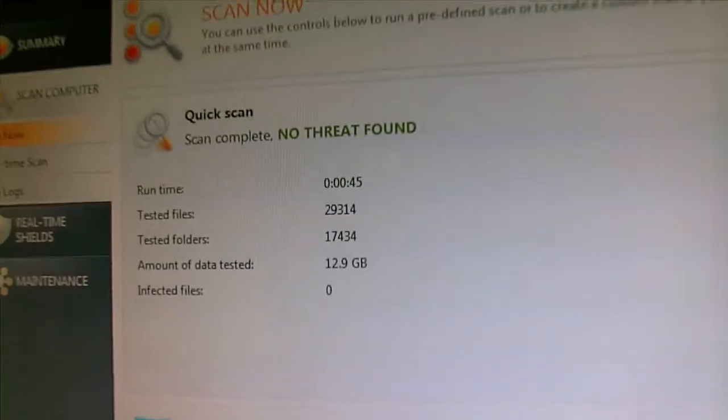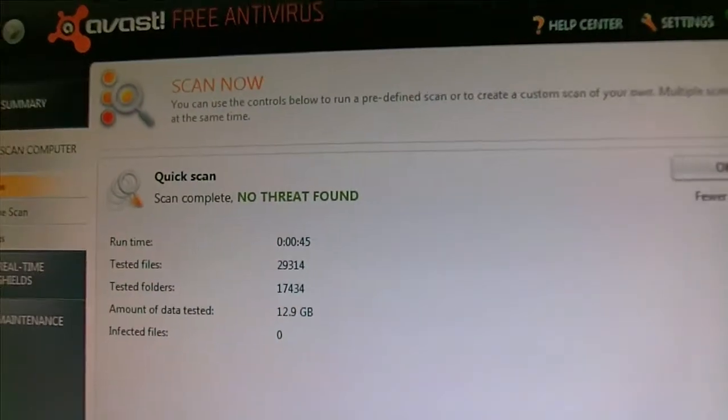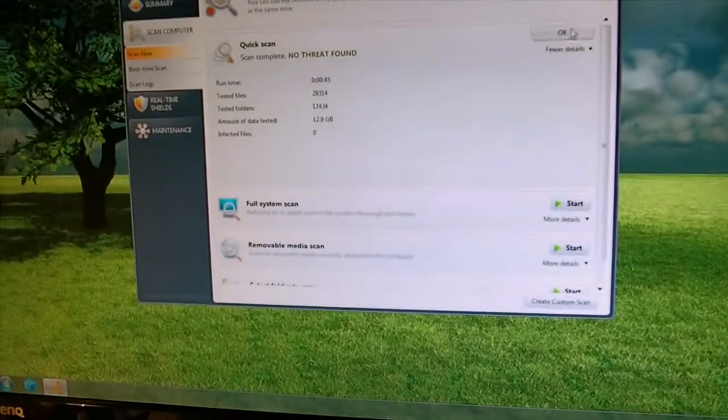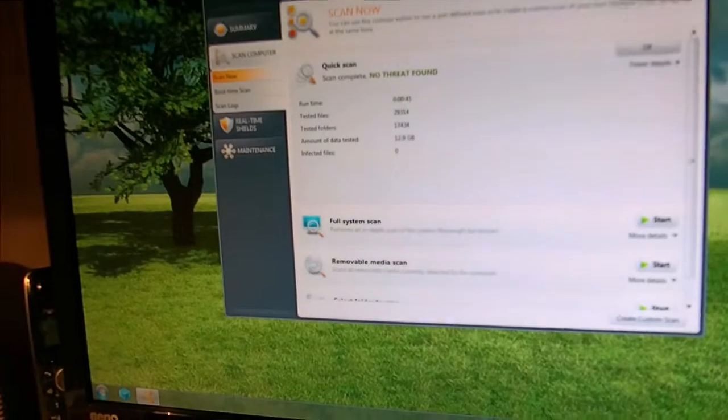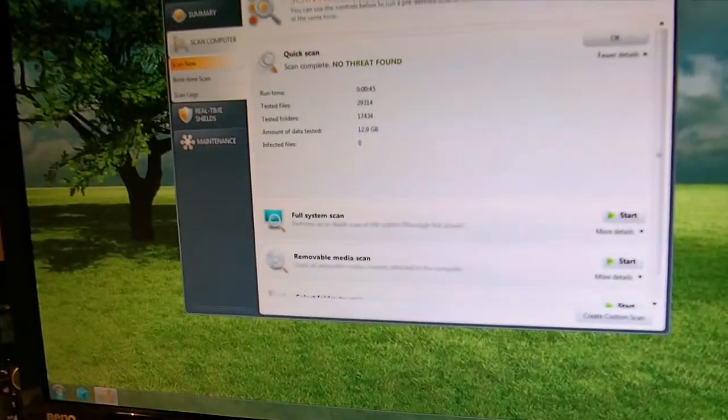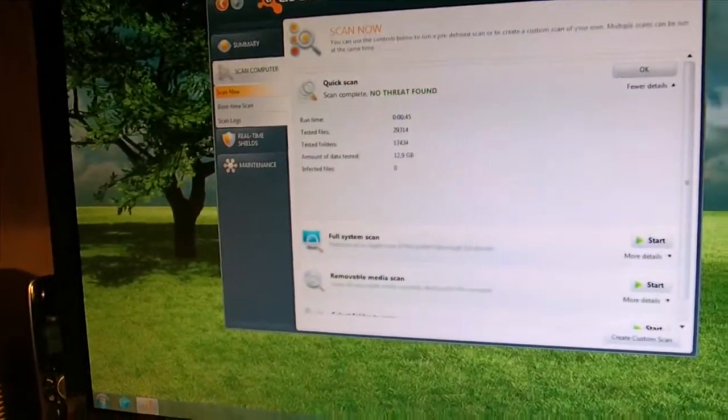Scan has been completed. 45 seconds, twice as long as the Vertex 2. That's sort of testing a real program running, not one of these benchmark tests.